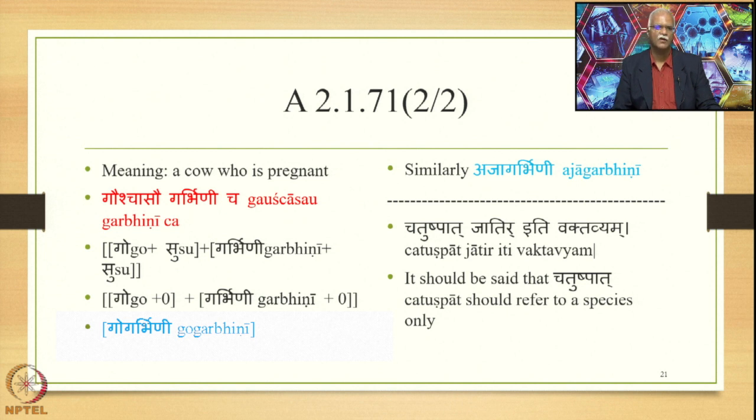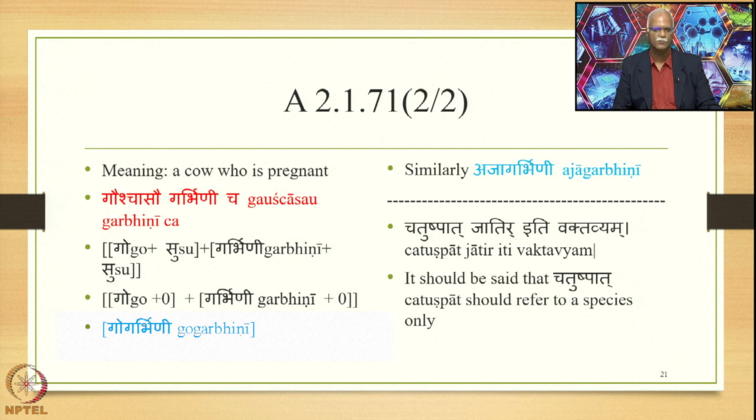So, when the meaning is to be expressed in the following manner, a cow who is pregnant, we have gauscha asau garbhini cha. Now, go and garbhini, both these words, even though they mean different things, refer to one and the same entity over here. So, they are related as co-referents, and therefore there is semantic relatedness. Therefore, compounding can happen. And so, the speaker of Sanskrit compounds them. The process of the compounding begins.